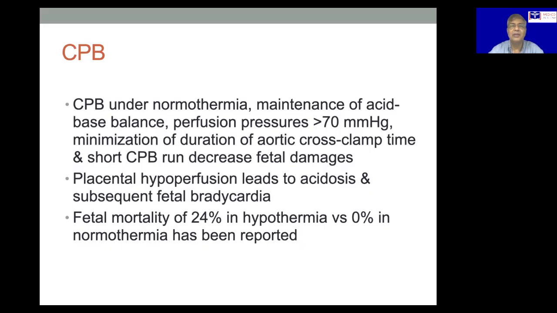CPB, as I said earlier, should be normothermic, and you should maintain the acid-base balance. Perfusion pressures should be maintained greater than 70 millimeters of mercury. There should be minimization of the duration of the aortic cross-clamp time and also a short CPB run time to decrease fetal damage. Placental hypoperfusion leads to acidosis and subsequently fetal bradycardia, and fetal mortality of 24% in hypothermia and 0% in normothermia.